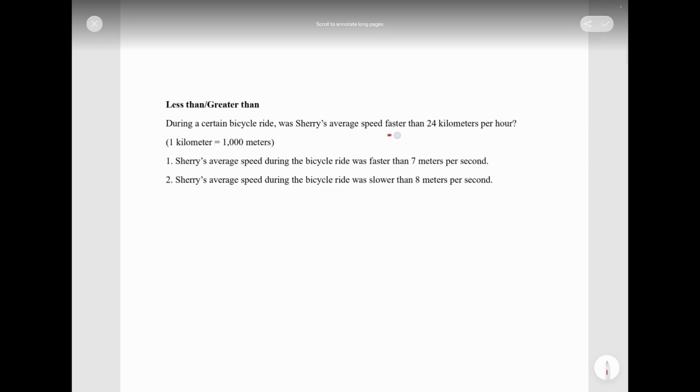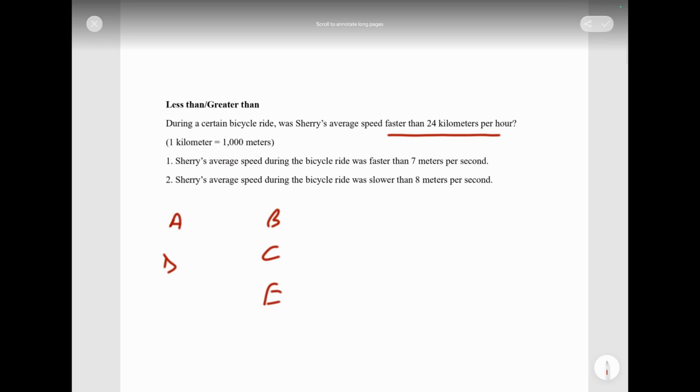So the question is faster than 24 kilometers. I will do my calculation for 24 kilometers itself. That's the boundary value, not for something greater than that. So I've got my AD and BCE, and I'm not doing any pre-thinking because right now I can't think of any pre-thinking. The first statement says Sherry's average speed during the bicycle ride was faster than 7 meters per second.